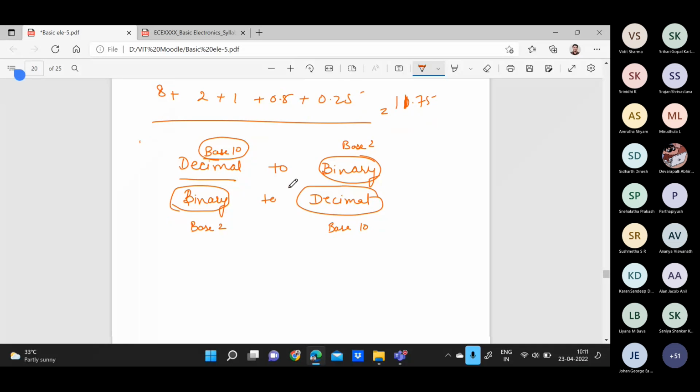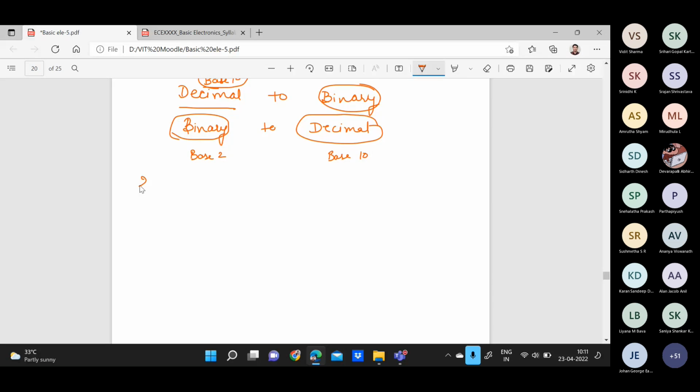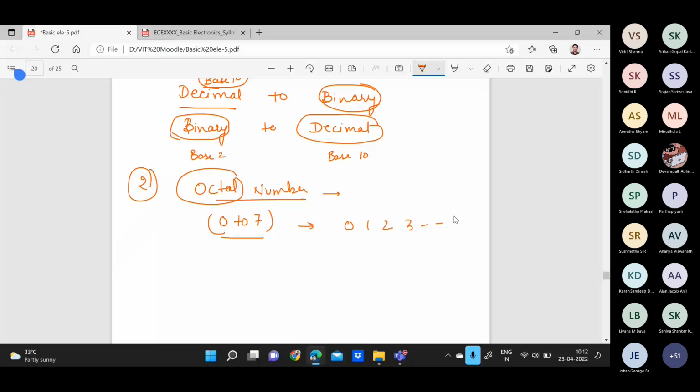Now, you see the second type. What is that second type? For example, you have an octal number system. Octal means what? It has 8 different digits to represent, right? So that means 0 to 7 is the number to represent any number. Starting from 0, that means 0, 1, 2, 3, and up to 7. We have 8 digits to represent any number.